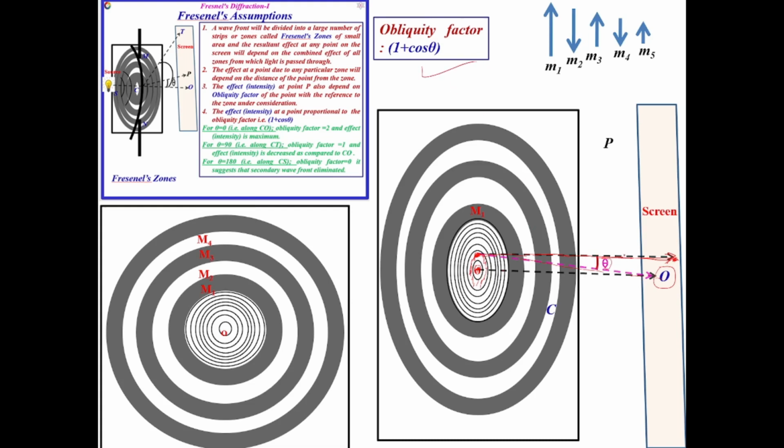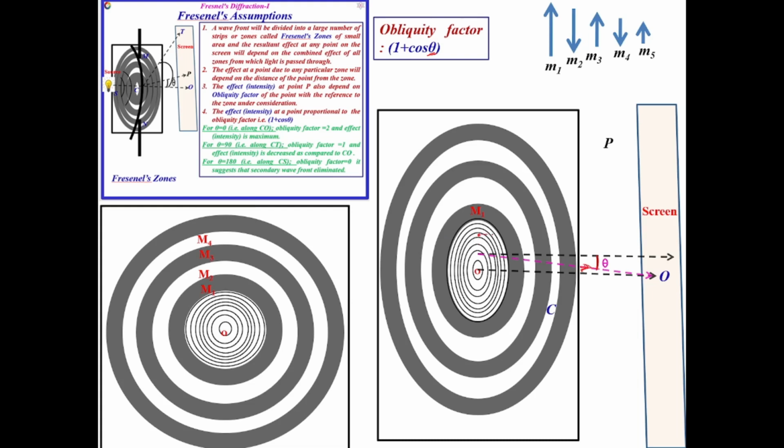So whatever the intensity we found in the straight direction, if the light is bent, then the intensity is going to decrease, because the obliquity factor decreases whenever theta increases. So if theta increases, this ray intensity is going to decrease. Likewise, you can consider this half period strip.